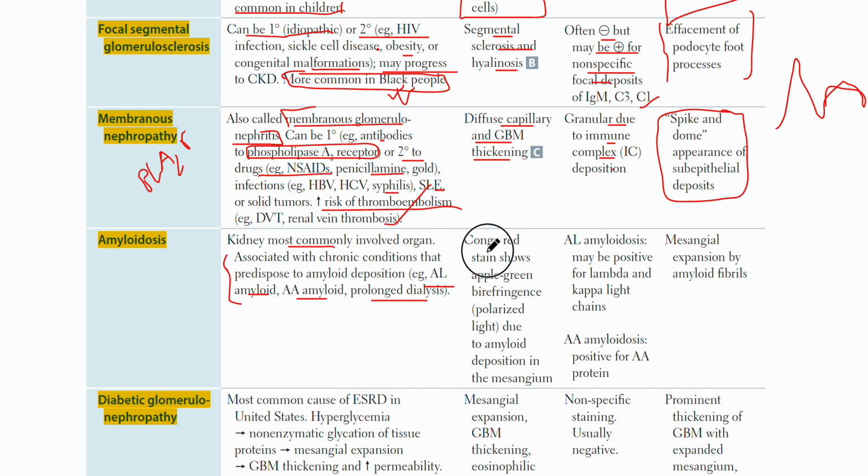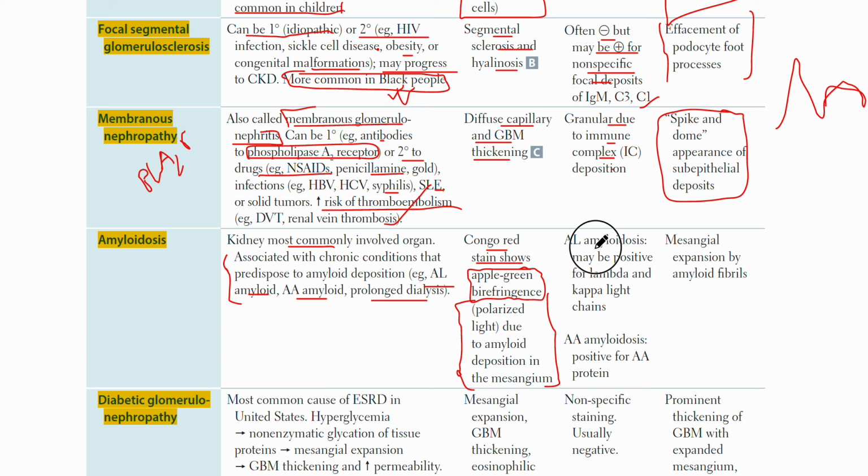And also in light microscopy, there is Congo red stain which shows apple green birefringence. This is very, very important. You have to remember this. Apple green birefringence, and this is due to polarized light due to amyloid deposition in the mesangium. Polarized light causes apple green birefringence in Congo red stain. In Congo red stain, there is apple green birefringence in the case of amyloidosis.